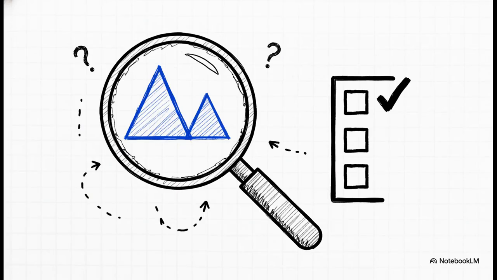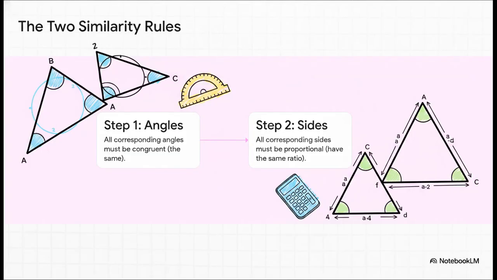But how do you prove it in math? Easy. It's just a simple two-step check. First, check if the angles match. Second, check if the sides are scaled up perfectly.